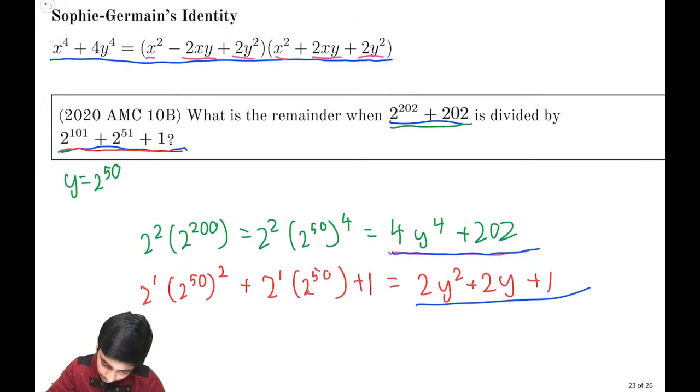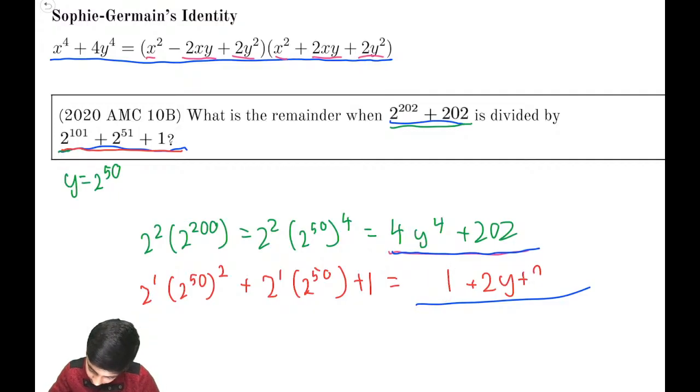I'm just going to rewrite this as 1 plus 2y squared plus, I'm just rewriting it in a way to make it seem easier for you to see. Does this expression seem familiar to this expression here? Does it seem familiar?